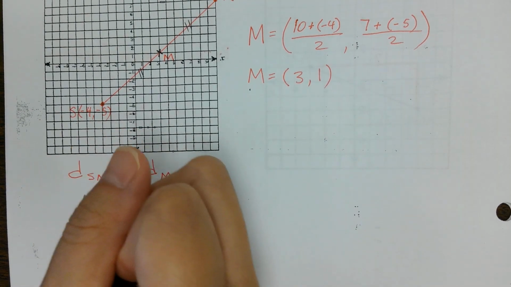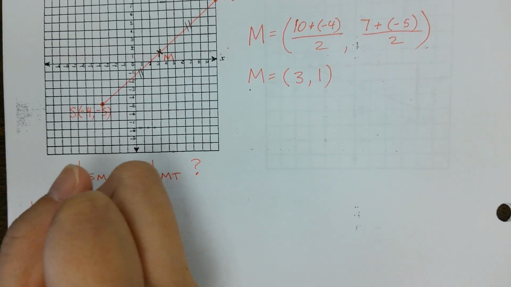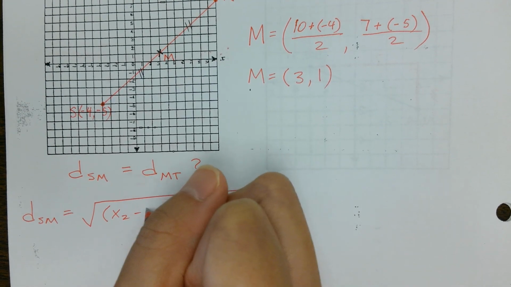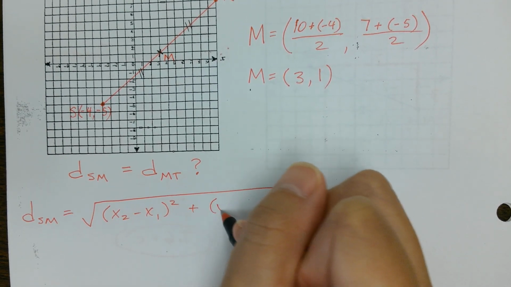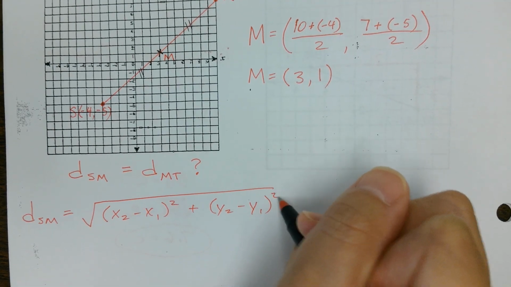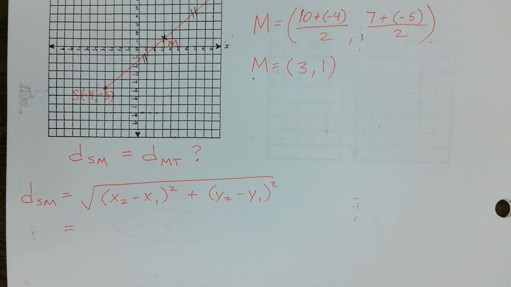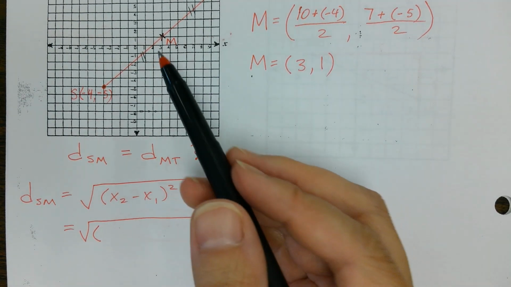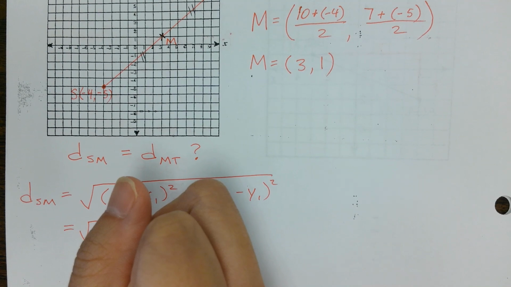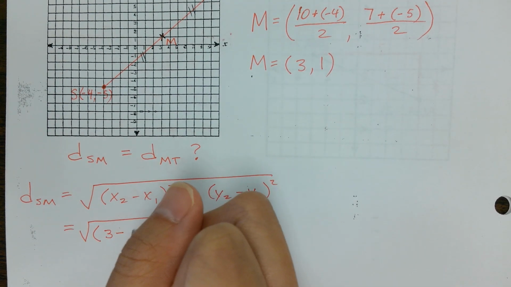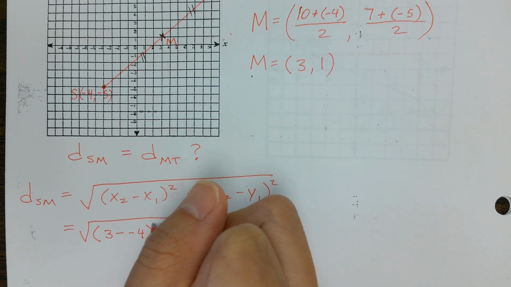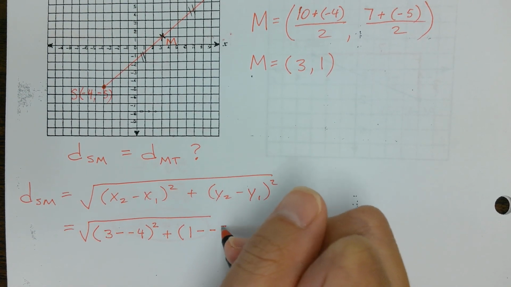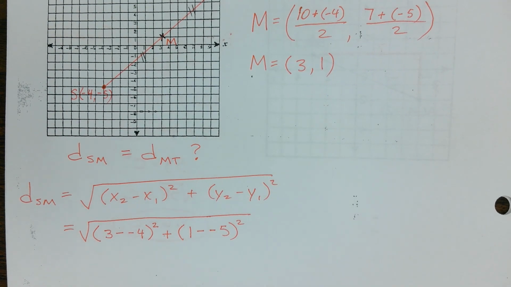Okay. So distance formula, distance between SM. Write the formula down first, x2 minus x1 squared plus y2 minus y1 squared. Okay. x2 is 3 minus -4, plus 1 minus -5 squared.